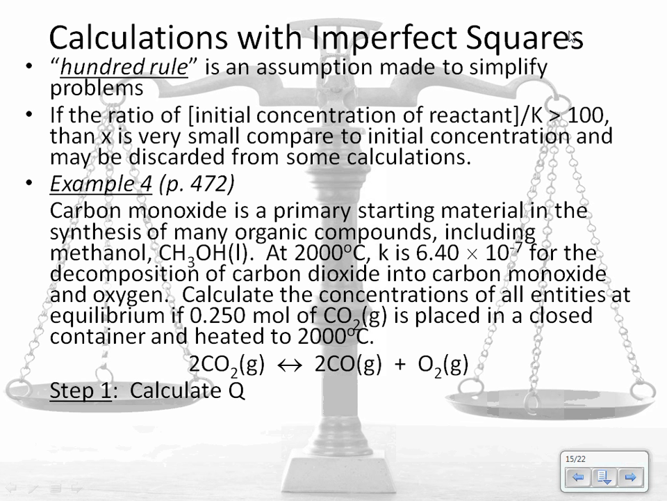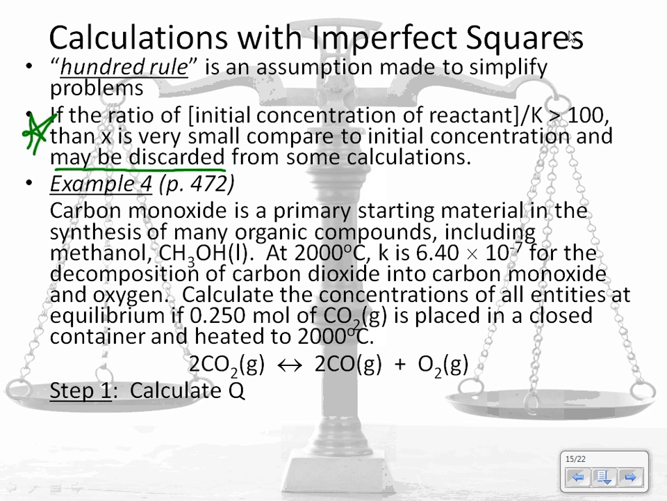There's something called the 100 rule, and it's an assumption made to simplify some of these problems. This is really important, so if you want to put a star beside this or highlight it, okay: if the ratio of the initial concentration of a reactant divided by K is greater than 100, then X ends up being very small compared to your initial concentrations and may be discarded from some calculations. We can actually take it out and eliminate the need for a quadratic equation, which I'm sure you guys will be happy with.